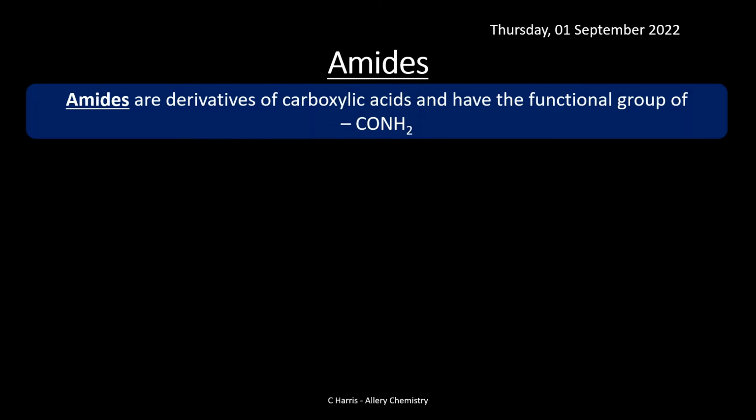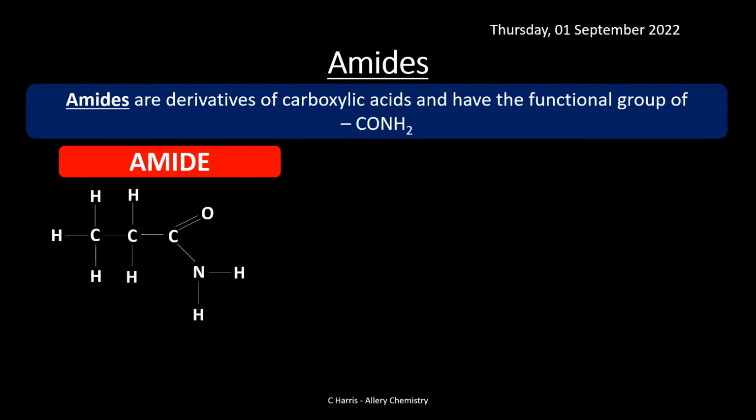Okay, so amides, these are derivatives of carboxylic acids. They have the functional group of CONH2. Again, you would have seen some of this in a previous topic, just briefly. Obviously here we're going to go into a little bit more detail. So an amide looks a little bit like a carboxylic acid. So here you'd have OH for a carboxylic acid, but with it being an amide, you have NH2 hanging off the carbonyl group here, and that's what we mean when we say amide.